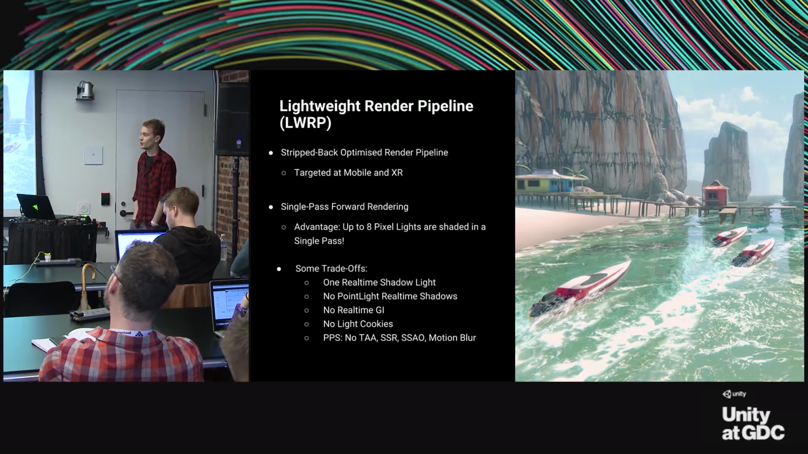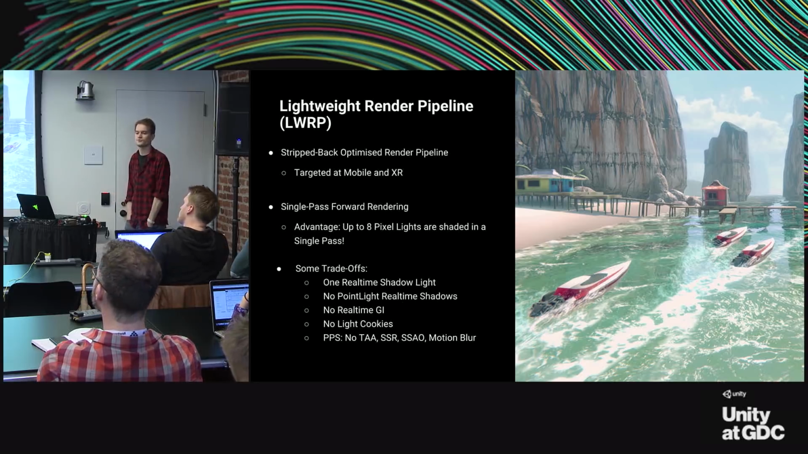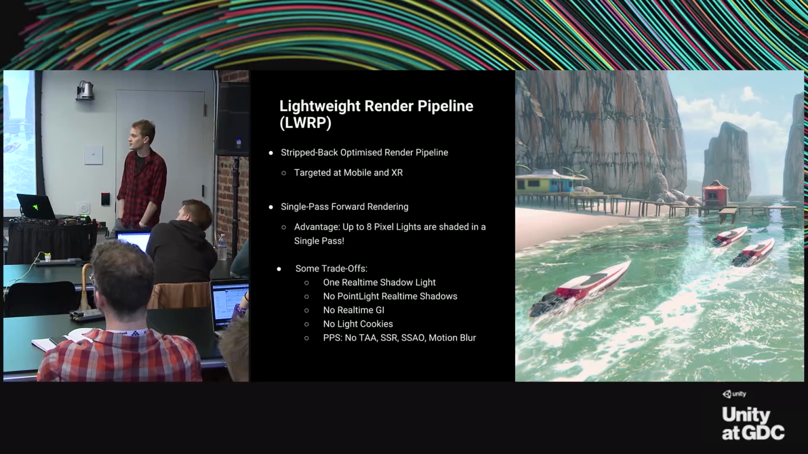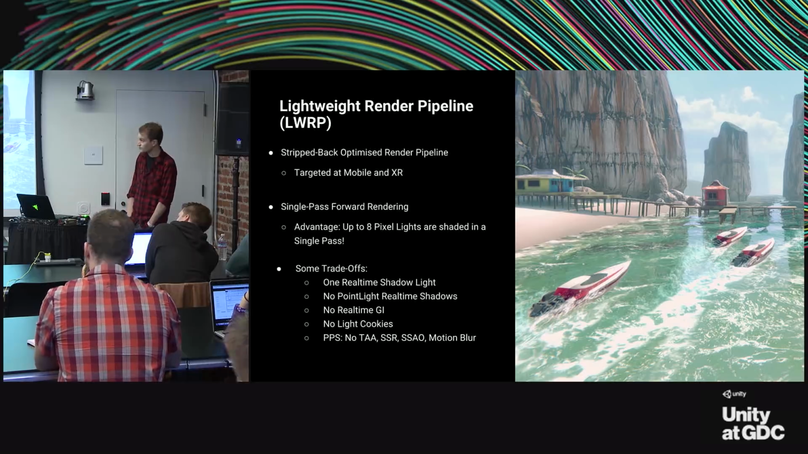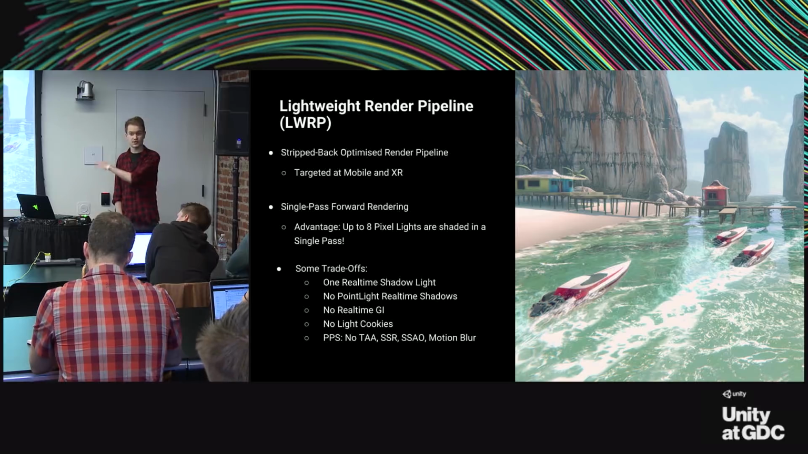Because it's for mobile, lights have always been a bit of a problem. You can do forward rendering on lights, but then you have to draw an extra pass for each light. Deferred is quite expensive for some mobile platforms. So with this single-pass forward rendering system in the lightweight render pipeline, the advantage is you can have up to 8 pixel lights shaded in a single pass. And I'll show you this in a second.